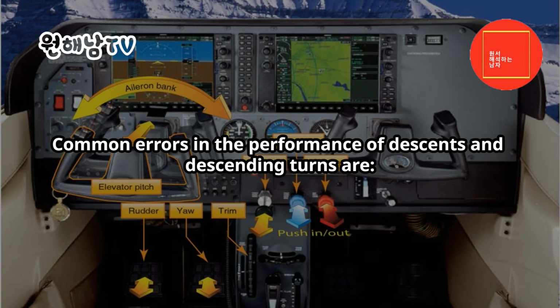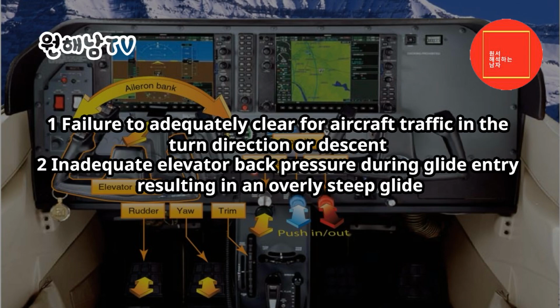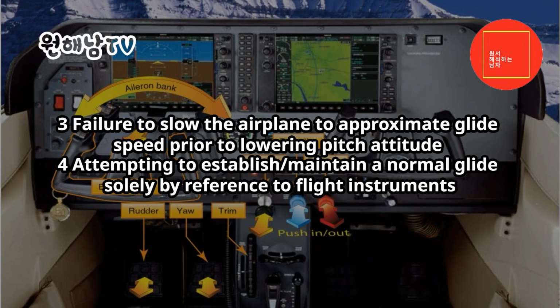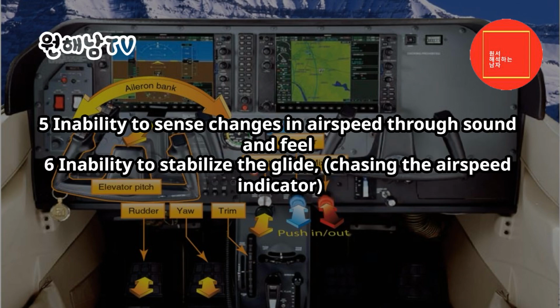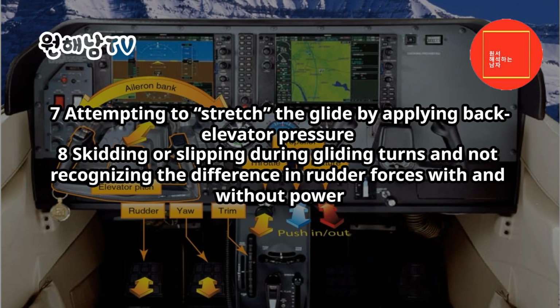Common errors in the performance of descents and descending turns are: 1. Failure to adequately clear for aircraft traffic in the turn direction or descent. 2. Inadequate elevator back pressure during glide entry resulting in an overly steep glide. 3. Failure to slow the airplane to approximate glide speed prior to lowering pitch attitude. 4. Attempting to maintain a normal glide solely by reference to flight instruments. 5. Inability to sense changes in airspeed through sound and feel. 6. Inability to stabilize the glide, chasing the airspeed indicator. 7. Attempting to stretch the glide by applying back elevator pressure.